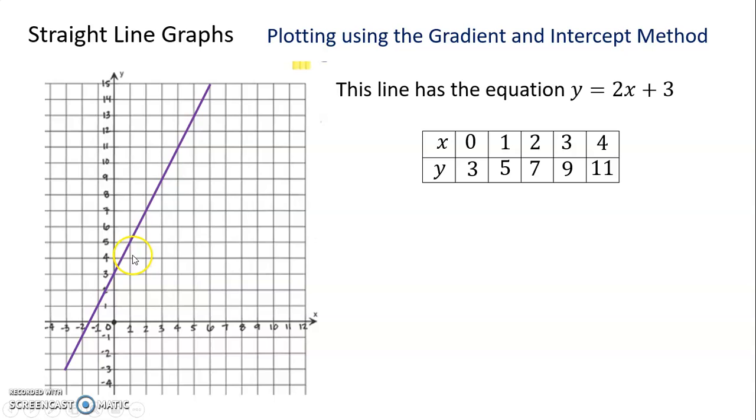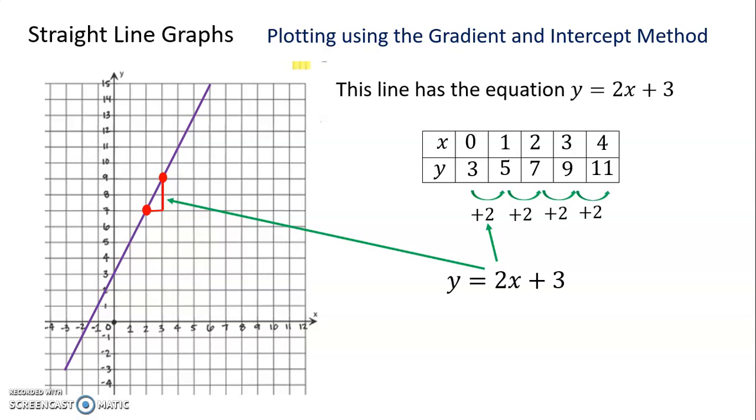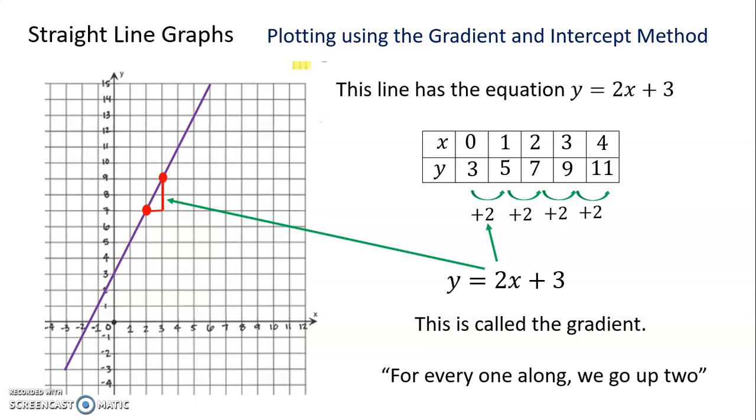So what does that look like on the graph? If I start with x is 2 here, and we know y is 7 from our table, if I increase x by 1, then y is going to go up by 2, and my next point will be here at 3, 9. So that is called the gradient of the line. And for every 1 along, we go up 2 in this case, because we've got 2 lots of x.